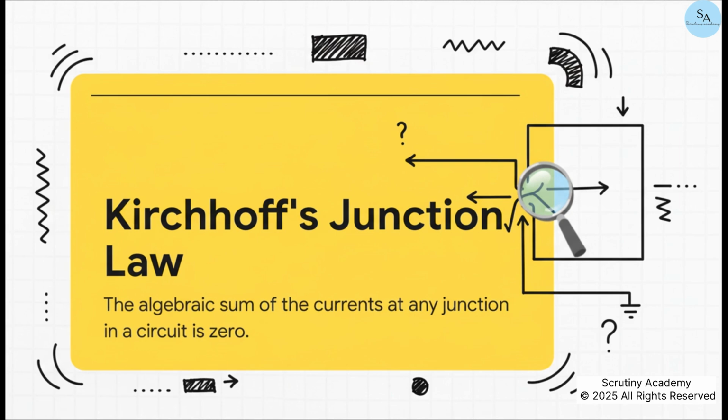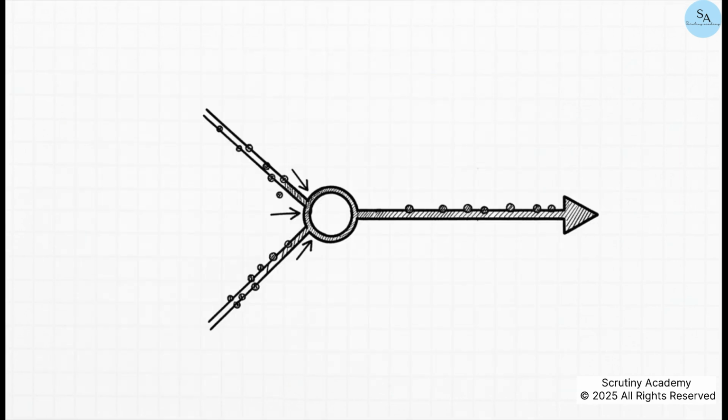The algebraic sum is 0. But what is that actually telling us? All it means is what goes in must come out. That's it. Just picture any point in a circuit where a bunch of wires meet up. We call that a junction. All the current flowing into that point has to be exactly equal to all the current flowing away from it. The charge can't just disappear into thin air.